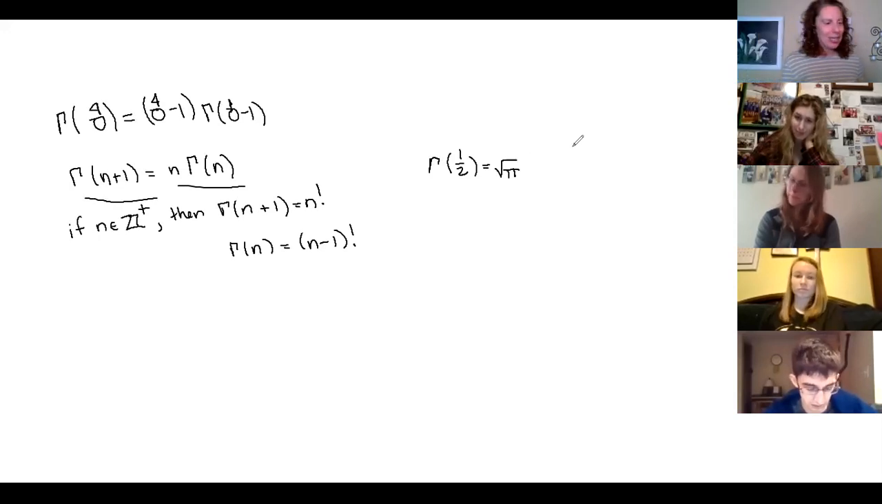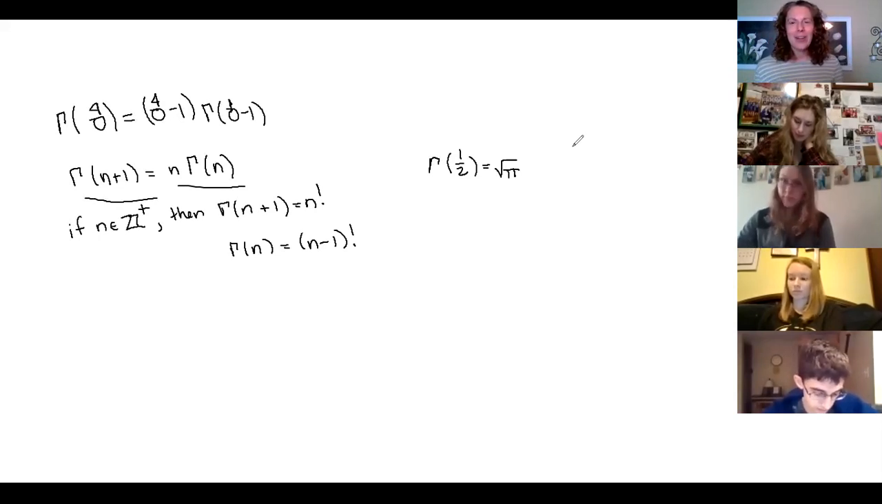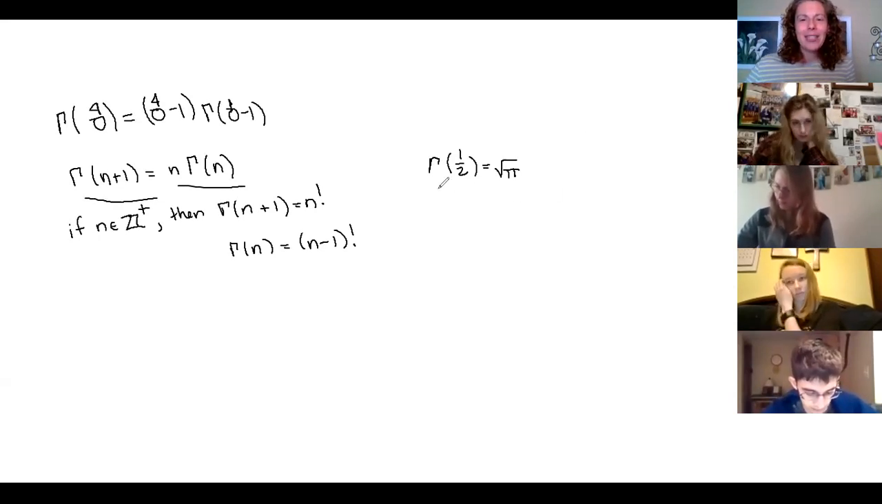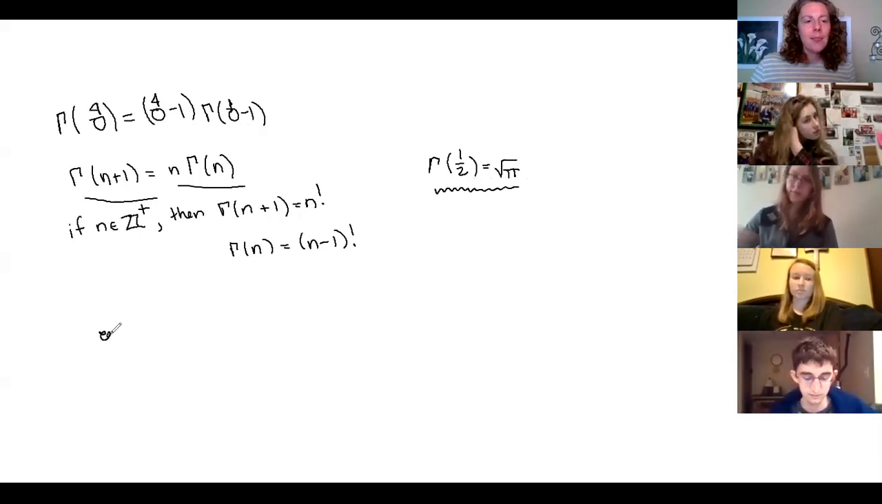That looks ridiculous, but it's correct, and you could evaluate that using the integral for the gamma function if you wanted to. I am absolutely not going to make you do that, but gamma of 1/2 is equal to the square root of pi. So let's evaluate the gamma function first, and then we're going to find the Laplace transform of something.